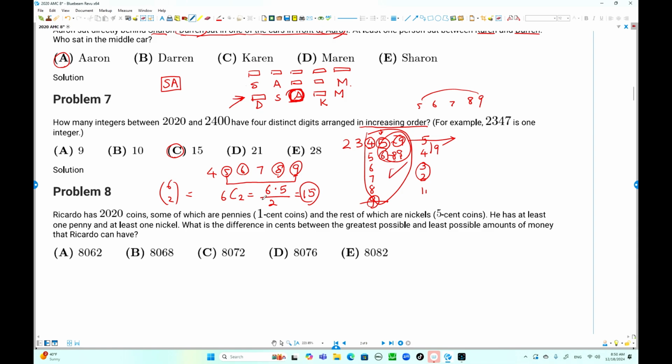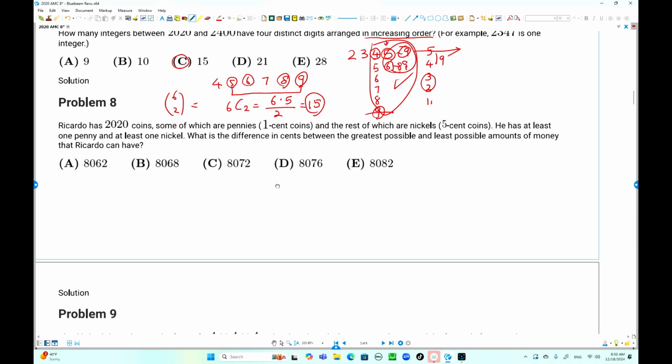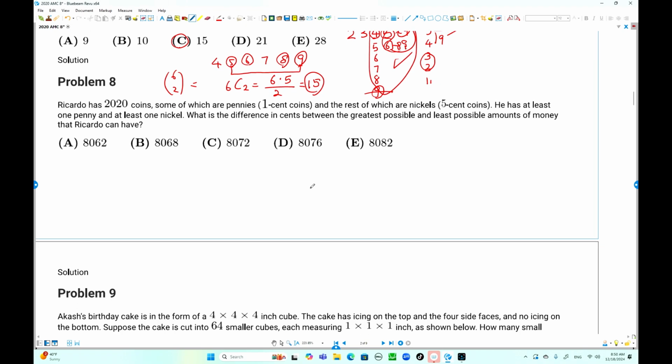This is the AMC 8. And number 8, the guy says 2019 coins, only pennies and nickels. Another constraint over here: at least 1 penny and at least 1 nickel. Okay, that's the rule. The difference between the greatest possible and least possible, okay, that's the question.